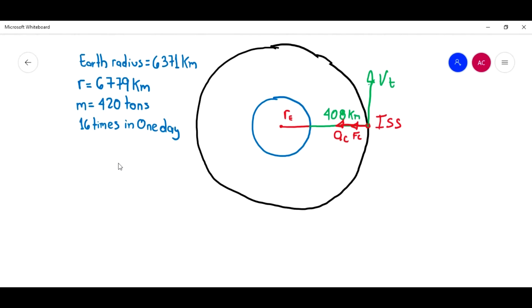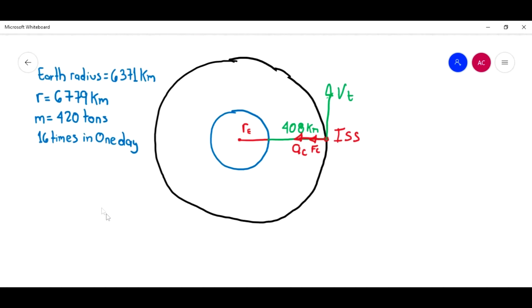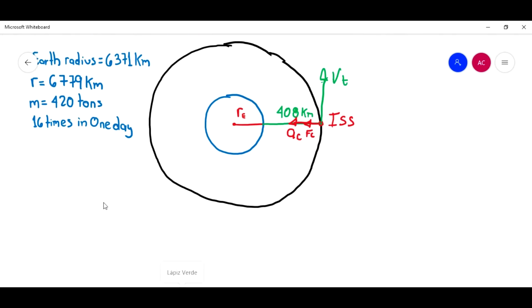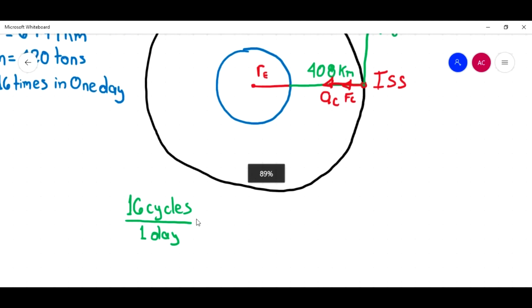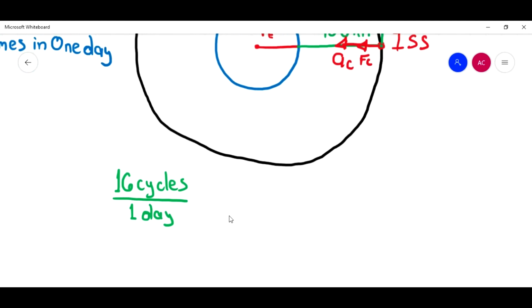So if you remember, the frequency is how many cycles in a period of time. So in this case, it will be 16 cycles in one day. But if you remember, the units for frequency are hertz, that is cycles per second.